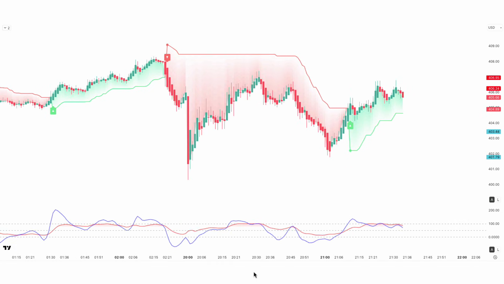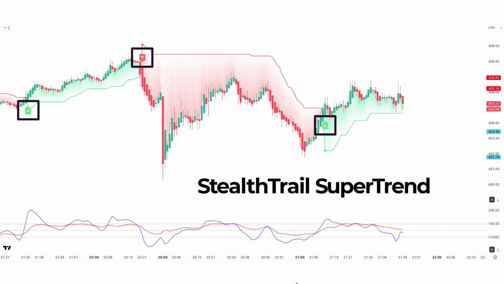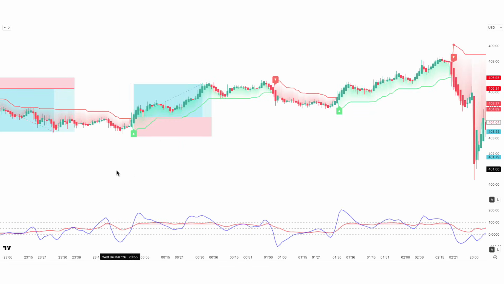First of all, let us know about trading tools. The buy and sell arrow indicator we see in the chart is called the Stealth Trail Super Trend Indicator. Now we tell you how we want to trade.